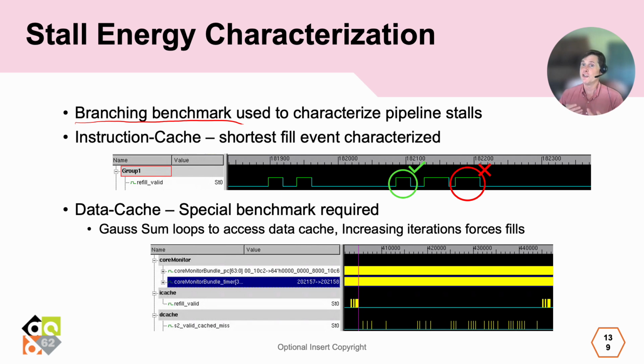To characterize instruction cache energy, we already had a number of instruction cache misses from the benchmarks that we showed before, so we simply analyzed those to see how repeatable they were, and found that in general there were two kinds of numbers of cycles that the system would stall when doing an instruction cache fill. So we just picked the shorter of those two for simplicity, but if we wanted more complexity, we could probably try to figure out what's the difference between those two events.